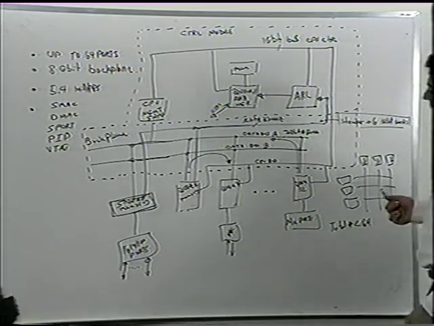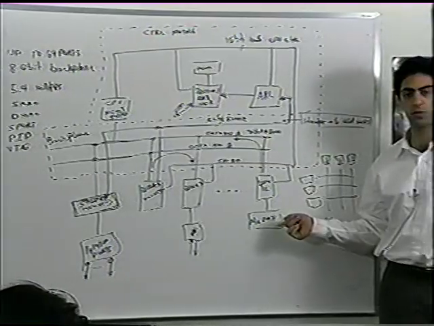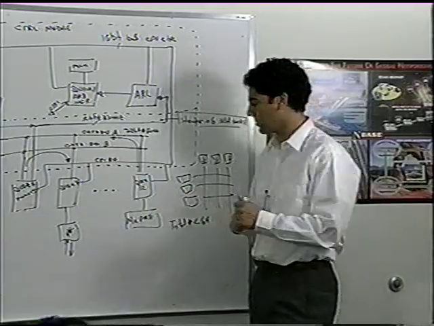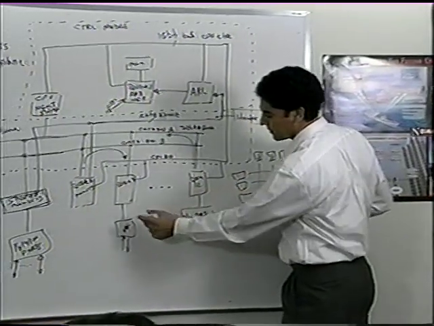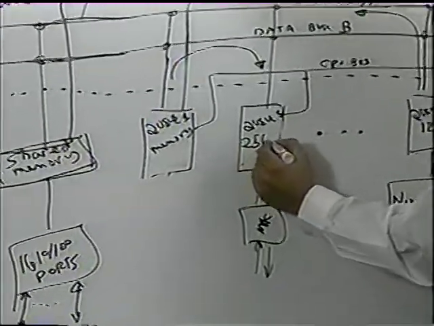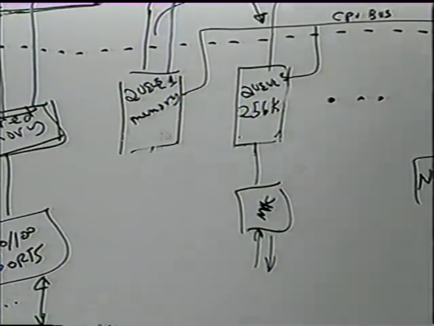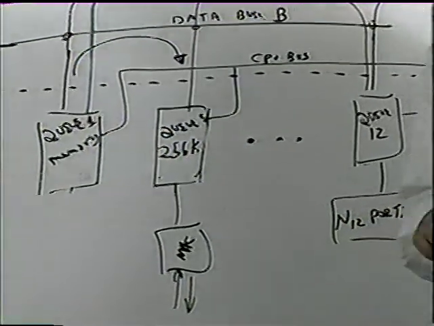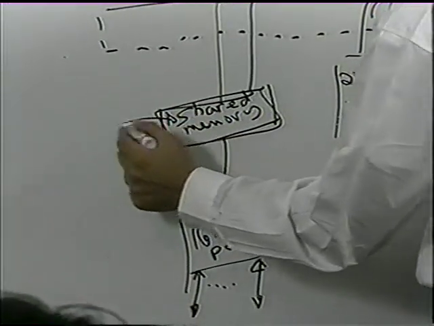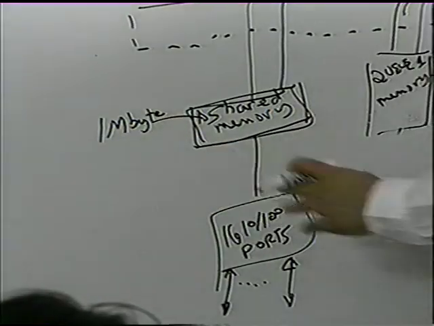Now, if we talk about physically how big those memories are, in the case of the gigabit module, we have 256 kilobytes per port. It's a quarter meg, and that's per port. Now, in the case of the 10100 ports, we have a pool of 1 megabyte of shared memory.